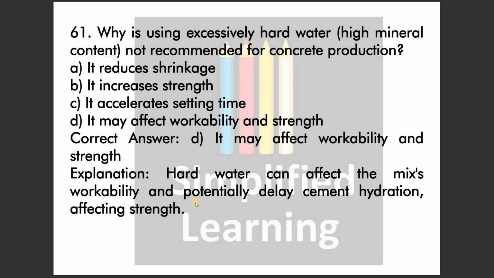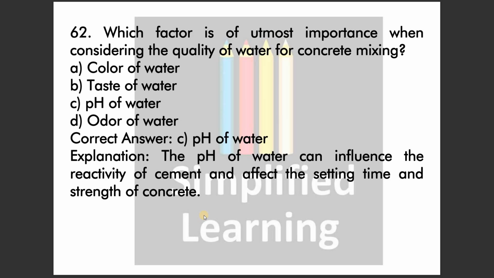Why is using excessively hard water not recommended for concrete production? See, obviously it can contain chloride content. That's why it is going to affect the workability, it is going to affect cement hydration, it is going to affect strength, and ultimately it is going to affect the reinforcement that we are going to provide in concrete. Then which factor is of utmost, means highest importance when considering the quality of water for concrete mixing? Is it going to be color? No. Taste? No. Odor? No. It is going to be pH of water.